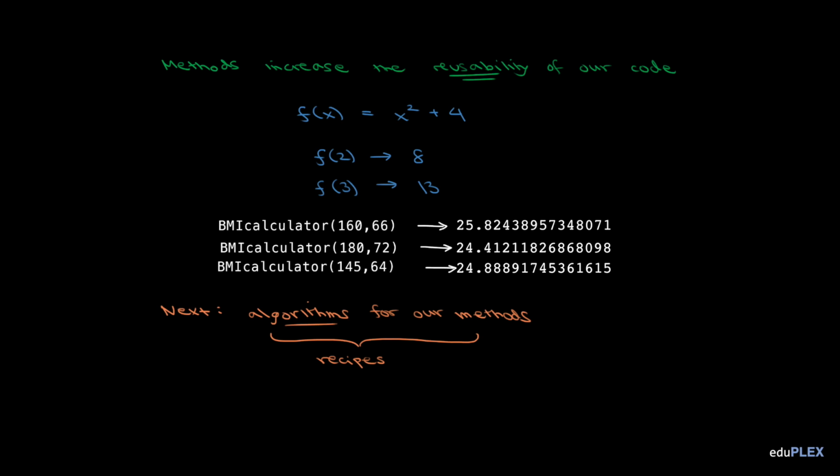At the end of the day, the idea is the same. Methods are ways for us to write chunks of code in general that we can reuse in our programs, making us more efficient in our programming.